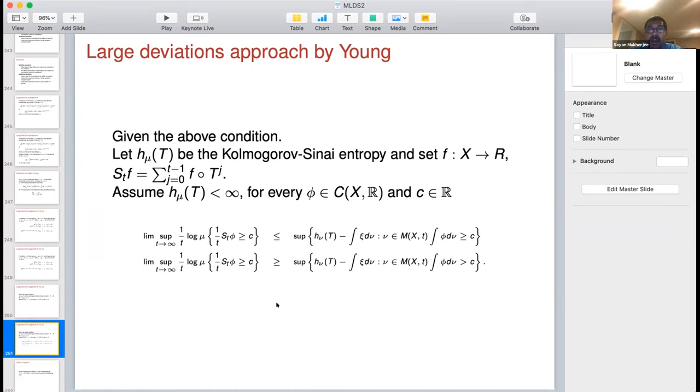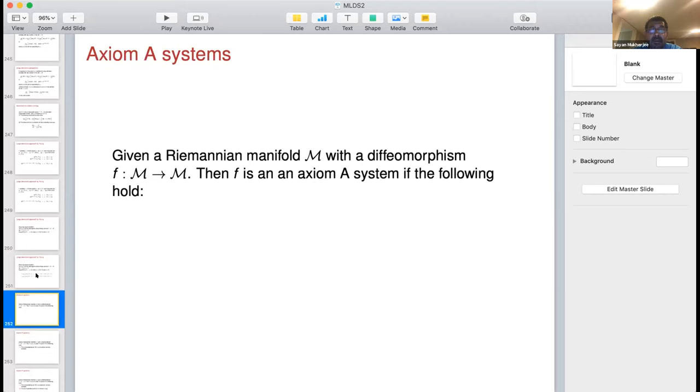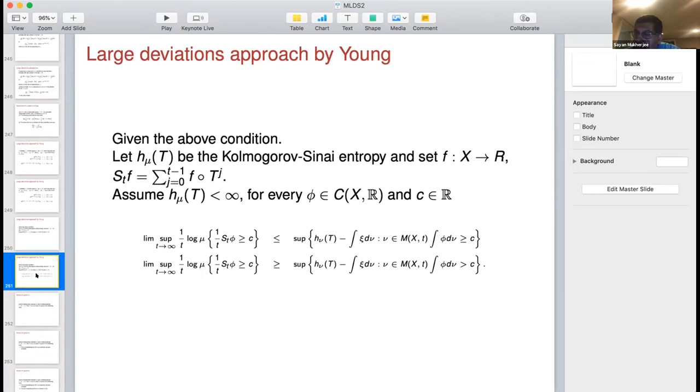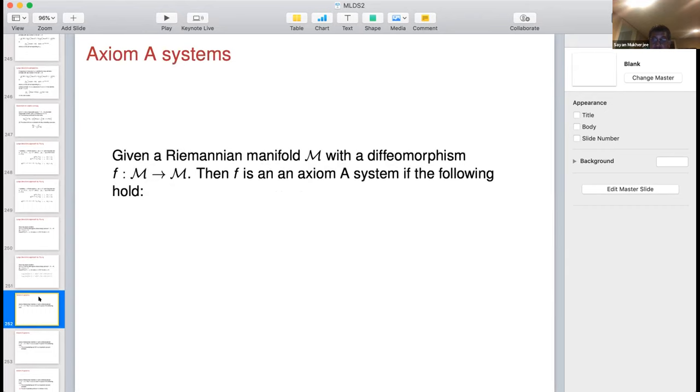And now what's interesting is, you saw that the Bayesian results that I talked to you about were for a discrete setting, right? It was a shift of finite type. I didn't tell you anything about Axiom A systems because we couldn't prove anything about Axiom A. Well, we didn't prove things about Axiom A systems. Now, let's say I have an Axiom A system, just as I told you before.